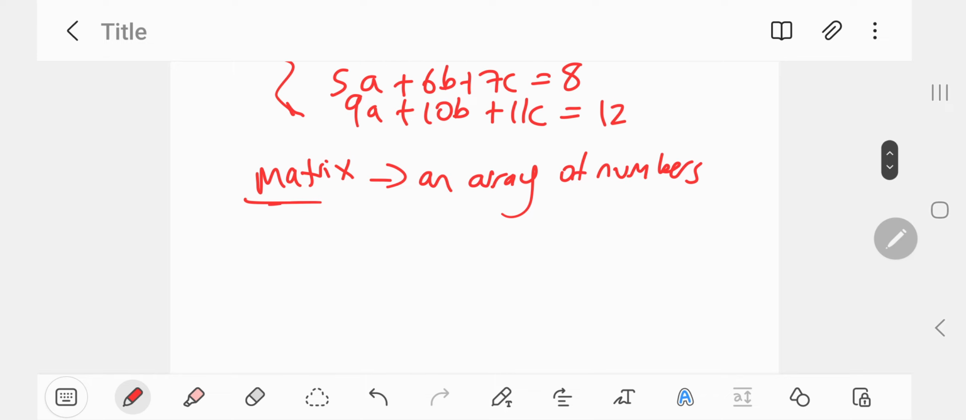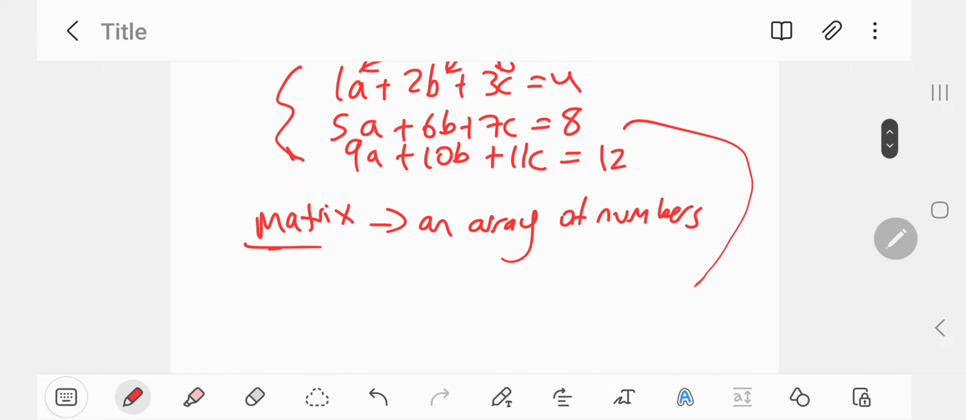Matrix is singular. So in this example here, here's how you would write this as a matrix. 1, 2, 3, 4. So I would just remove the A, B, and C. Take the first column to be the A, second column to be the B, third column to be the C, and the last column to be the solution to the equation. So that's for the first equation.